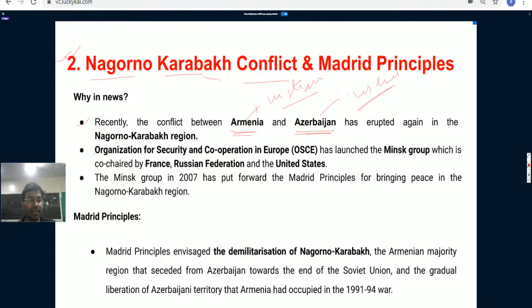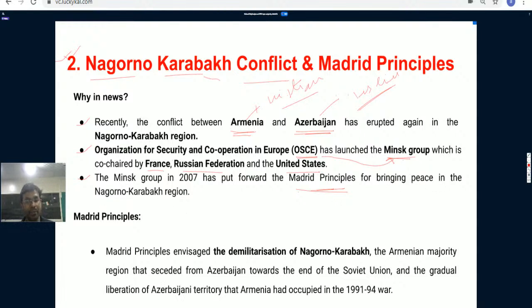Then there is an organization, the Organization for Security and Cooperation in Europe, OSCE, which has launched the Minsk group. This group is co-chaired by France, the Russian Federation and the United States of America. Then the Minsk group in 2017 put forward the Madrid principles for bringing peace in the Nagorno-Karabakh region.